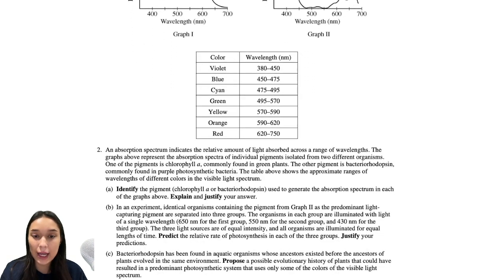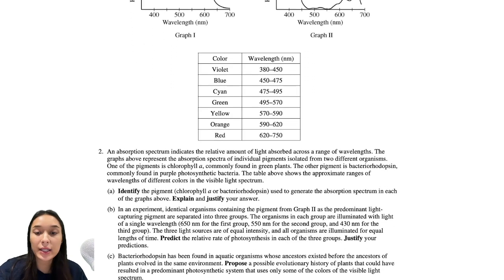This says, an absorption spectrum indicates the relative amount of light absorbed across a range of wavelengths. The graph above represents the absorption spectrum of individual pigments isolated from two different organisms. One of the pigments is chlorophyll A, commonly found in green plants. The other is bacteriorhodopsin, commonly found in photosynthetic purple bacteria. The table above shows the approximate range of wavelengths of different colors in the visible light spectrum.